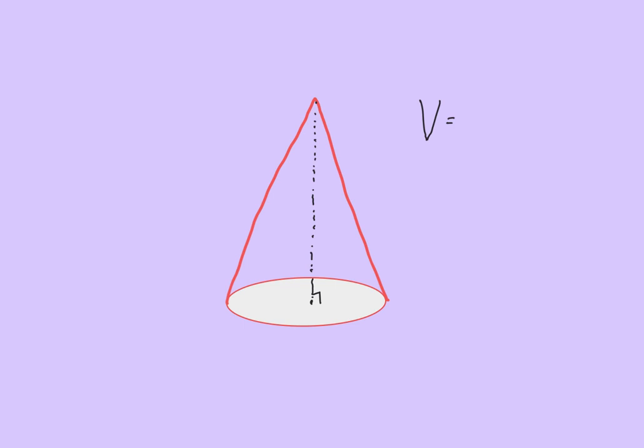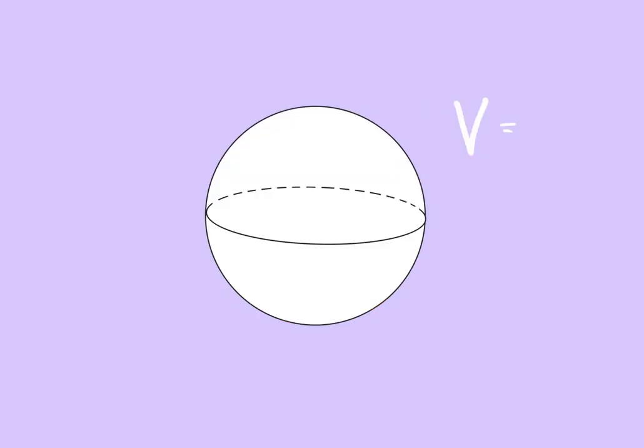Cones is a cylinder cut in thirds. 1/3 pi r squared h. If you'll see, pi r squared h is the cylinder. 1/3 of that gives me a cone. In my picture here, this is my height that goes straight up from the bottom. The radius goes from the center out to the edge, r. So pi r squared times h.